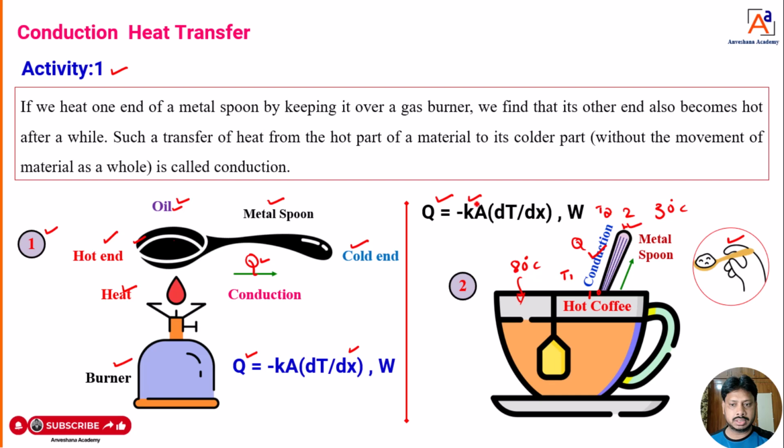Where K is nothing but what here now? Thermal conductivity of the material. Then A is the area of the metal spoon. Then dT is the change in temperature, that is 80 degrees Celsius minus 30 degrees Celsius we can take. Then dx is nothing but what? Thickness of the metal spoon. So this is one example we can see in our day-to-day life. That is the best example for what? Conduction heat transfer.